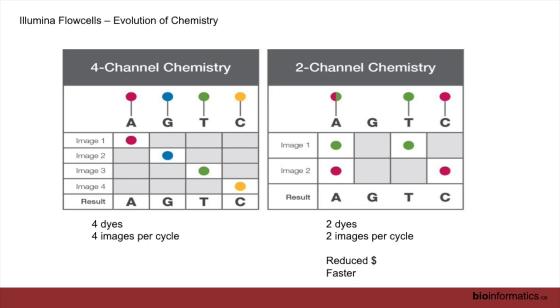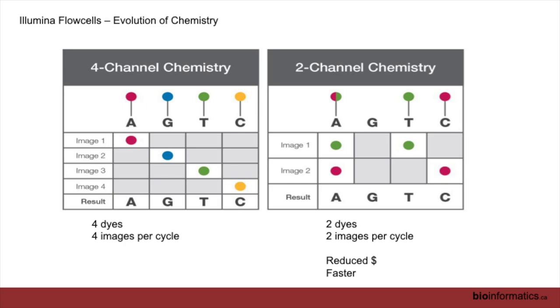If we look at the Illumina flow cells, and Bernard showed this very briefly, there's been an evolution of the chemistry. The initial chemistry was what I've shown on this slide here, with the introduction of the four bases in four different colors. Each base had its own color. And four images were taken with each cycle, four different dyes, four images per cycle.